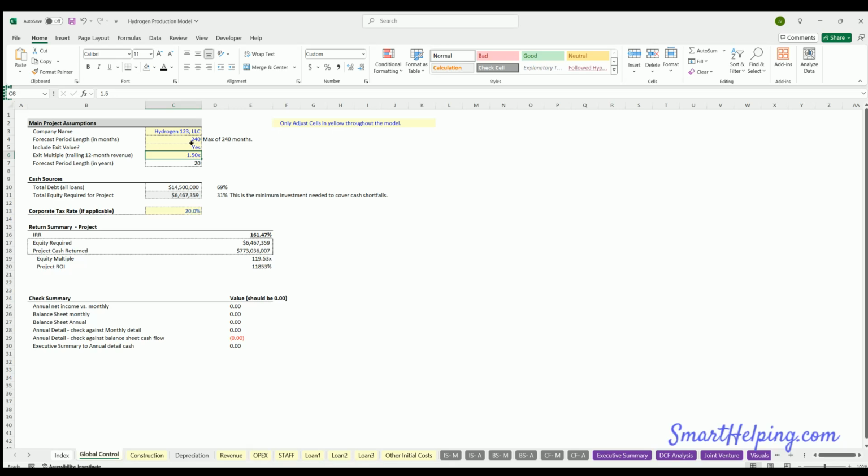For the exit value, it doesn't mean you're necessarily going to exit, but for proper discounted cash flow analysis and to get a value of what the business might be worth at the end of the forecast period, generally people will put in an exit value. Cash sources is populated on other tabs, but this is a summary of that: what you're raising in debt versus equity, and then corporate tax rate, and then a general project level return summary: internal rate of return, investment requirement, total cash returned, equity multiple, and ROI.